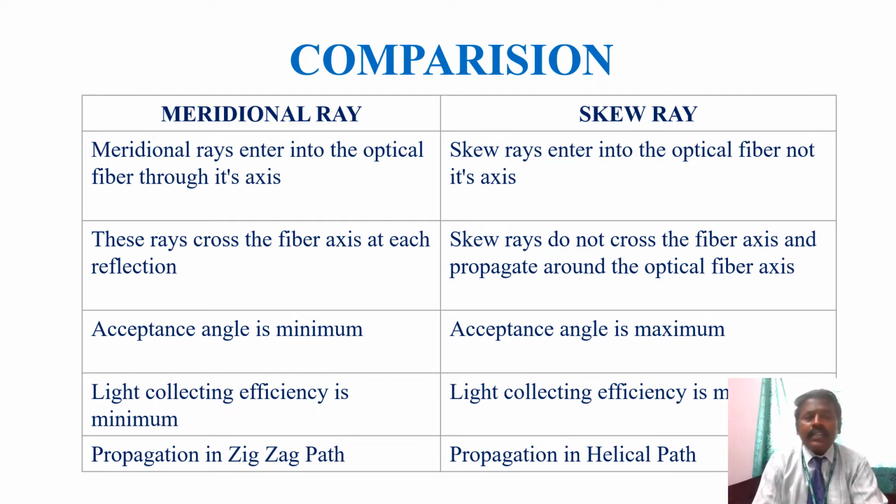The meridional ray acceptance angle is minimum, but in skew ray the acceptance angle is maximum. Light collecting ability, or light collecting efficiency, is minimum in meridional ray, but here the light collecting efficiency is maximum. Then the path taken by the meridional ray is in a zigzag manner; here it is in a helical path. This is the main comparison between meridional ray and skew ray.